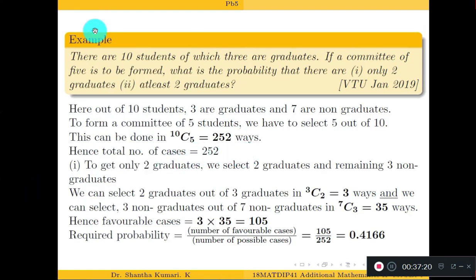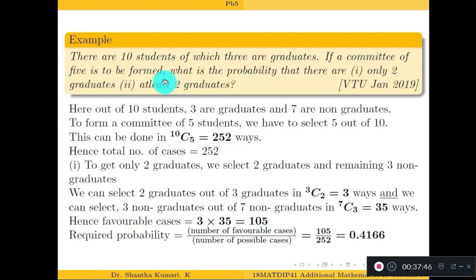Next question. There are 10 students of which 3 are graduates. If a committee of 5 is to be formed, what is the probability that there are only 2 graduates, at least 2 graduates? So when a question is given like this, first try to understand the question.